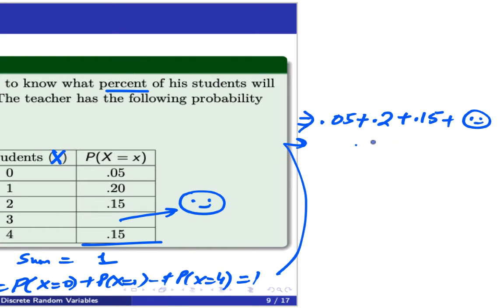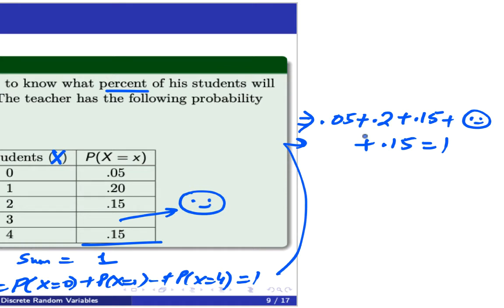Plus, I'm just continuing with this one. So this is 0.05, x equals 0, x equals 1, and so on, and then 0.15 equals 1. I want to find the smiley face. The smiley face is basically the percent of students who would be able to, so these are 3 students, and what is the percentage of 3 students able to break the board?